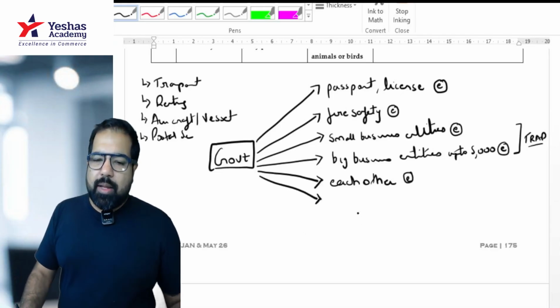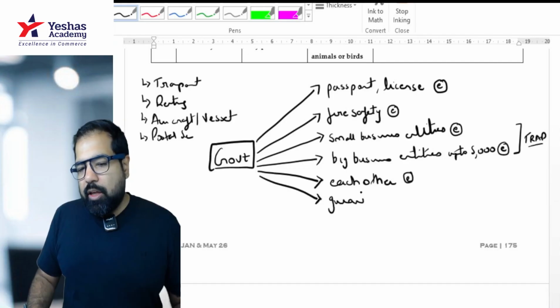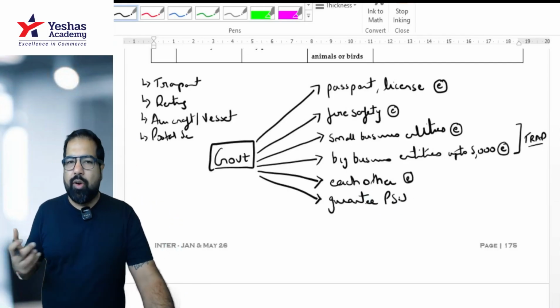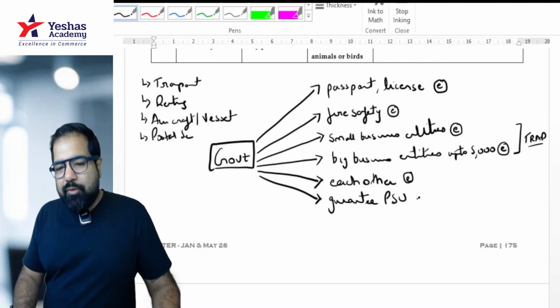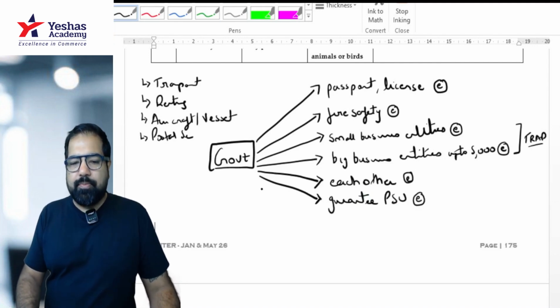Now guys, government sometimes gives a guarantee. If a PSU, a public sector undertaking, let's say BSNL, wants to take a loan and they're not getting a loan, the government can give a guarantee and they will charge a guarantee fee, but on that guarantee fee there is no GST, it is completely exempt.